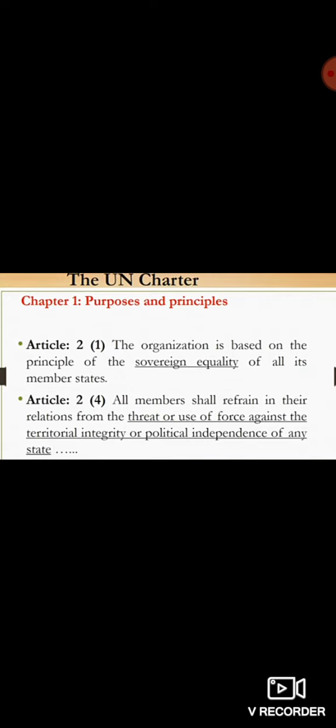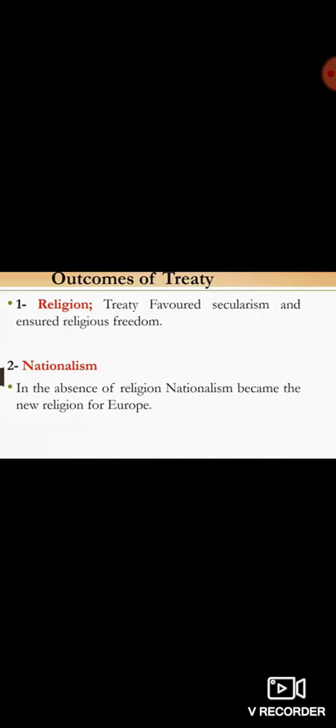Article 2.4: all members shall refrain in their international relations from the threat or use of force against the territorial integrity or political independence of any state. If a country is powerful, wealthy, or has many more resources, then it must not use its power against poor, non-wealthy and non-powerful countries. That is what the UN Charter states.